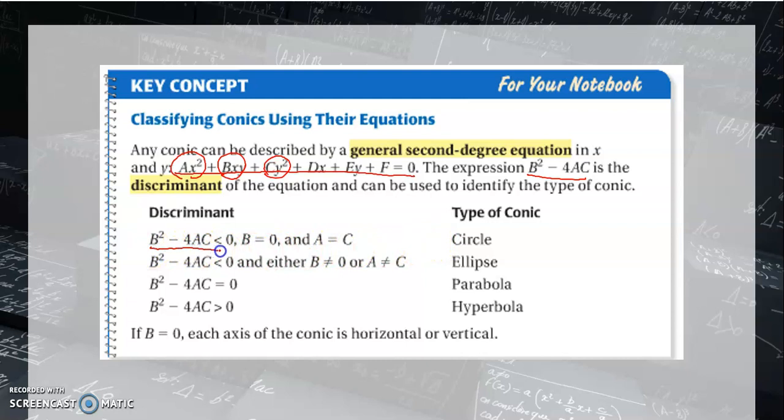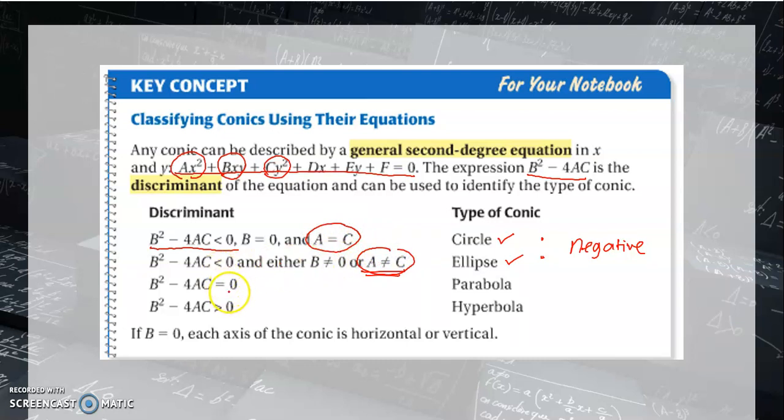If the value of your discriminant is less than 0, and b is equal to 0, and a is equal to c, then it's a circle. When we say less than 0, those values are negative. Next, if your discriminant is negative, or less than 0, but either b is not equal to 0 or a is not equal to c, then it's an ellipse. So don't be confused. Both circle and ellipse have a negative discriminant. The only difference is that the values of a and c are equal in a circle, and in an ellipse, they are not.